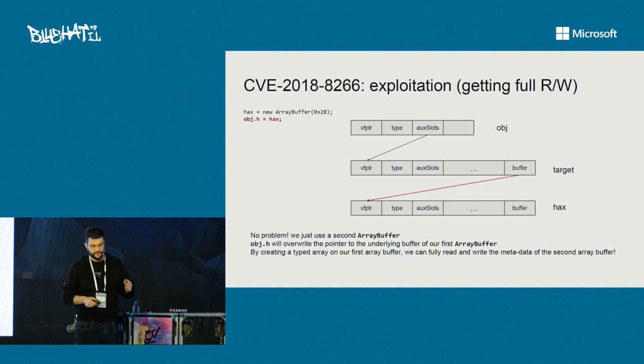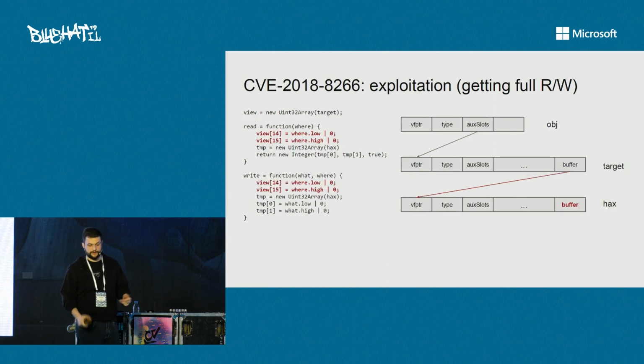And typed arrays are really good because with typed arrays, you're not dealing with tagged values. The integers or the doubles or the floats you're generating will be stored completely unboxed. So that basically gives us the read and write functions. These are really simple, like four or five lines of JavaScript.